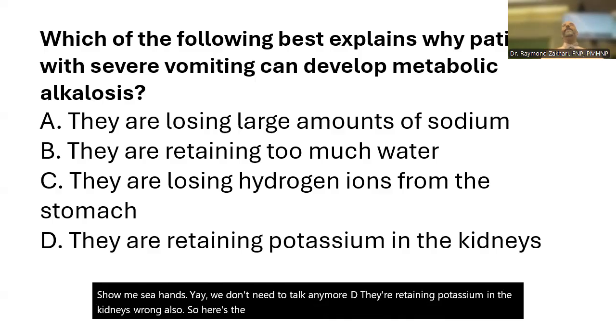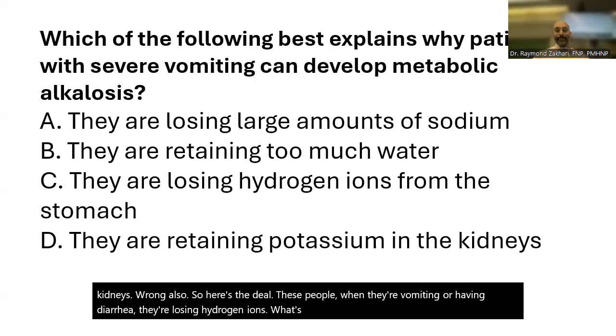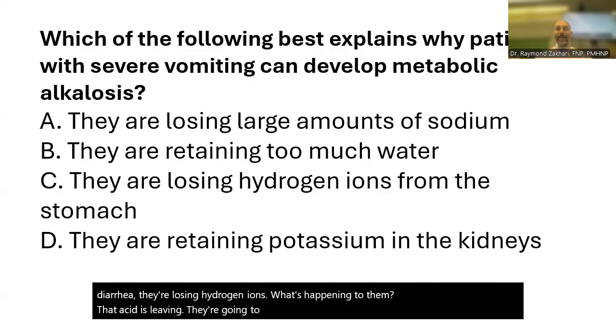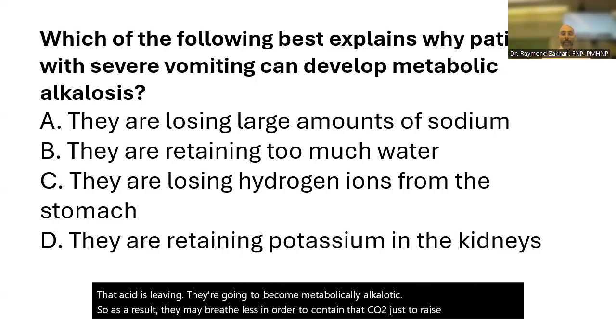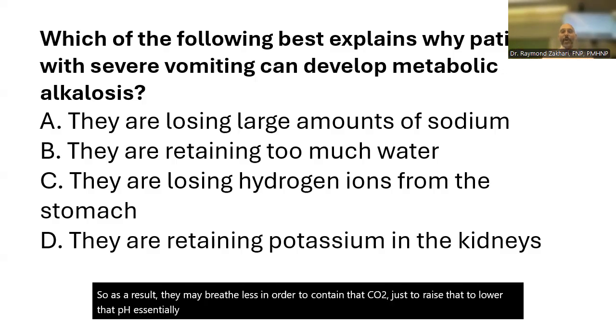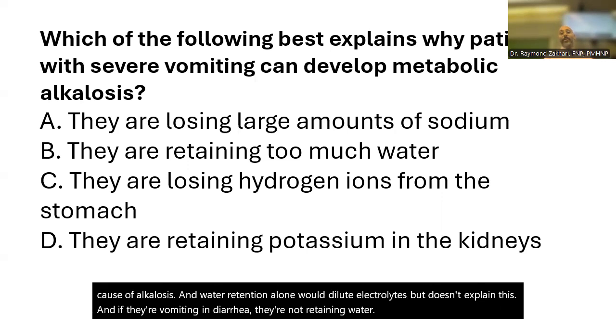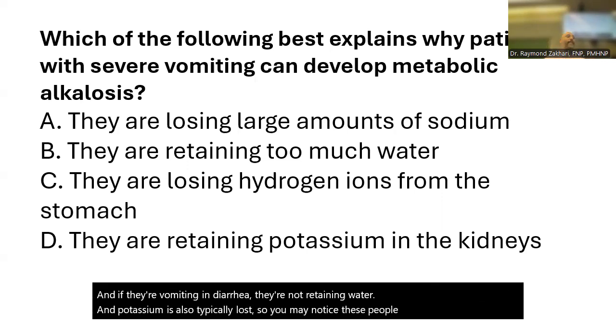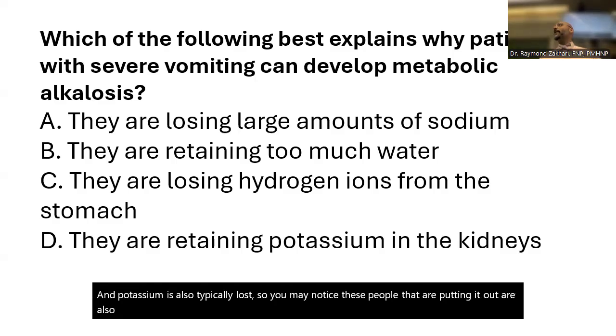So here's the deal. When these people are vomiting or having diarrhea, they're losing hydrogen ions. That acid is leaving, so they're going to become metabolically alkalotic. As a result, they may breathe less in order to retain CO2 and lower that pH, essentially. Sodium loss can result in volume depletion, but it's not directly the cause of alkalosis. Water retention alone would dilute electrolytes, but doesn't explain this. And if they're vomiting and having diarrhea, they're not retaining water. Potassium is also typically lost, so you may notice these people are also losing potassium in the process, right?